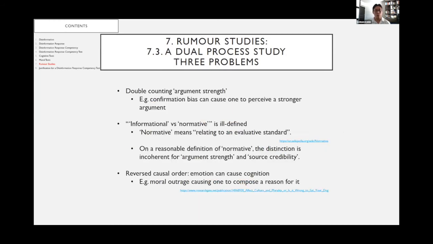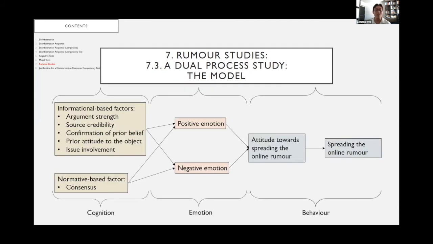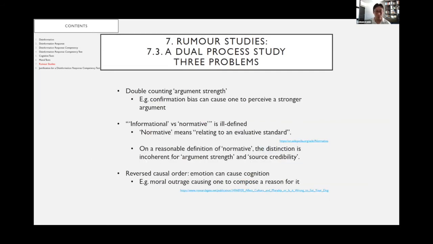Now, what we can say about this diagram, this framework, is that there are three problems, first and foremost. The first problem is that there seems to be a double counting of the argument strength. Informational-based factors, argument strength: there seems to be double counting in the sense that if you suffer from confirmation bias, your confirmation bias could make you perceive an argument as strong. So it already has argument strength, and then if you look at argument strength here, you're actually double counting it. So that's the first problem that I can see.